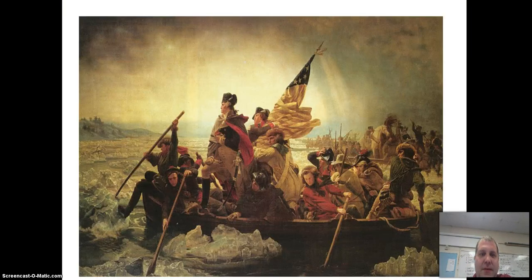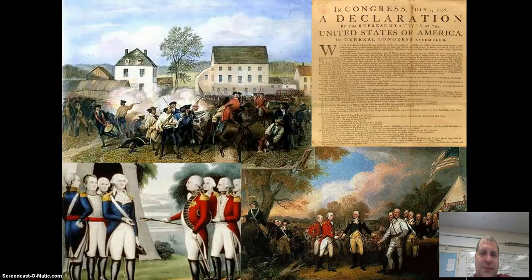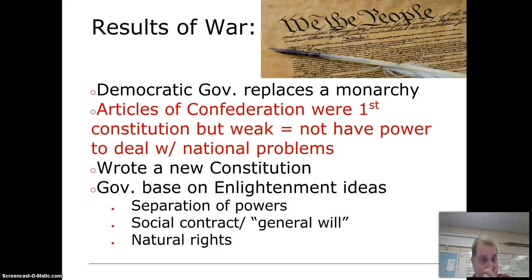Ooh, victories. And there is Washington crossing the Delaware on Christmas. Congress and the Declaration of Independence. Results of the war: democratic government replaces a monarchy. The Articles of Confederation were the first constitution. It was no good. It did not have the power to deal with national problems, and didn't have the power to tax. That was a big one too.